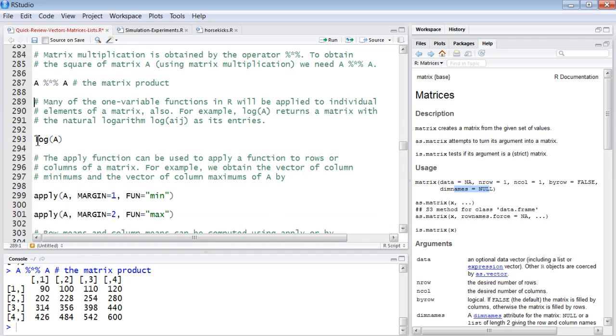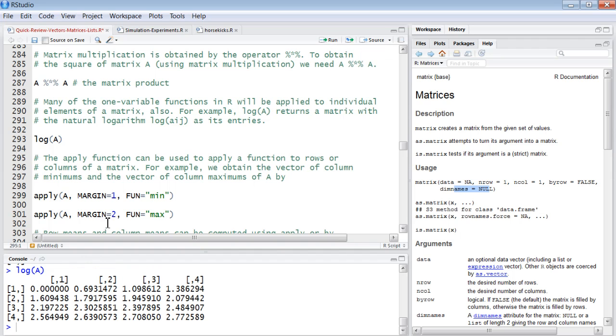We can say, what's the natural log? In which case, it'd take the natural log of each element. We can use one of the apply family of functions. In this case, margin equals 1 means all rows. Margin equals 2 means columns.